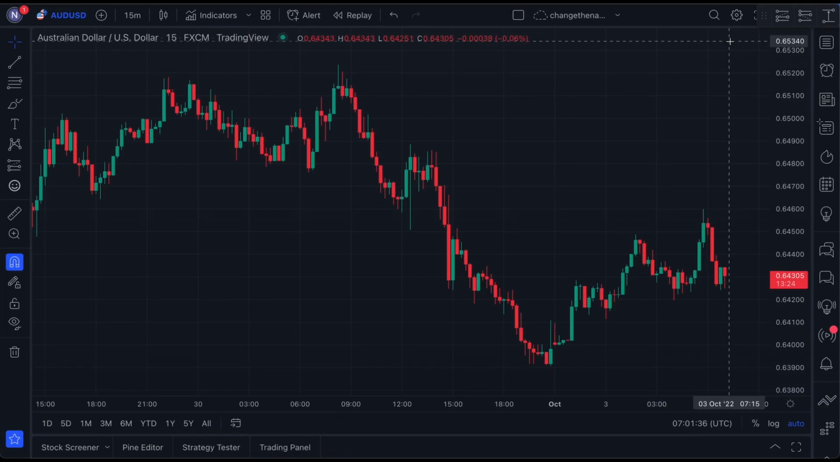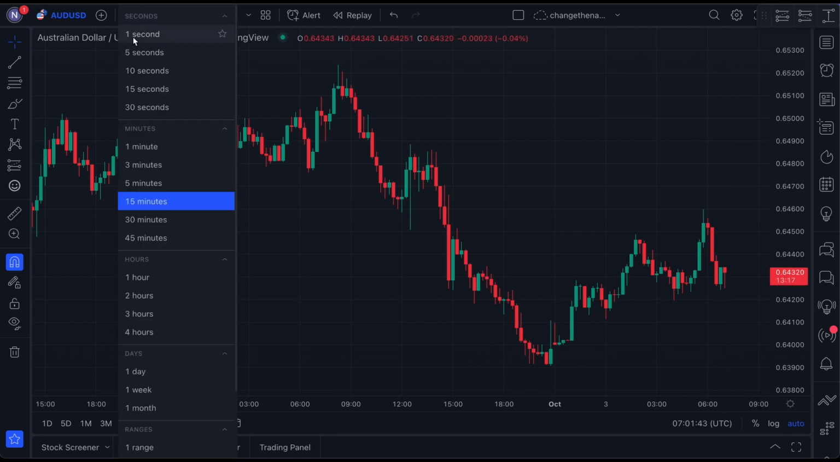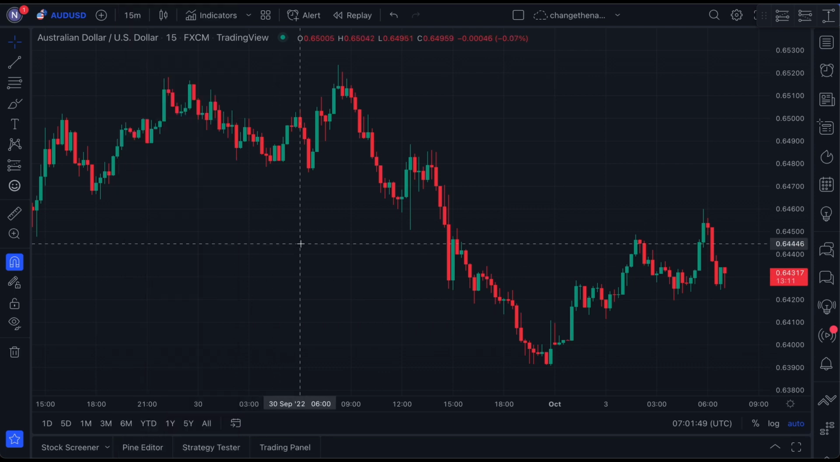We're currently looking at the price of AUD USD on a 15-minute time frame, and as I mentioned before, this indicator will work on all markets and time frames. You could use it on 30 seconds, 1 minute, 1 hour, 1 day, or even a month if you really wanted to, although I have no idea why you'd want to sit there for 12 months.